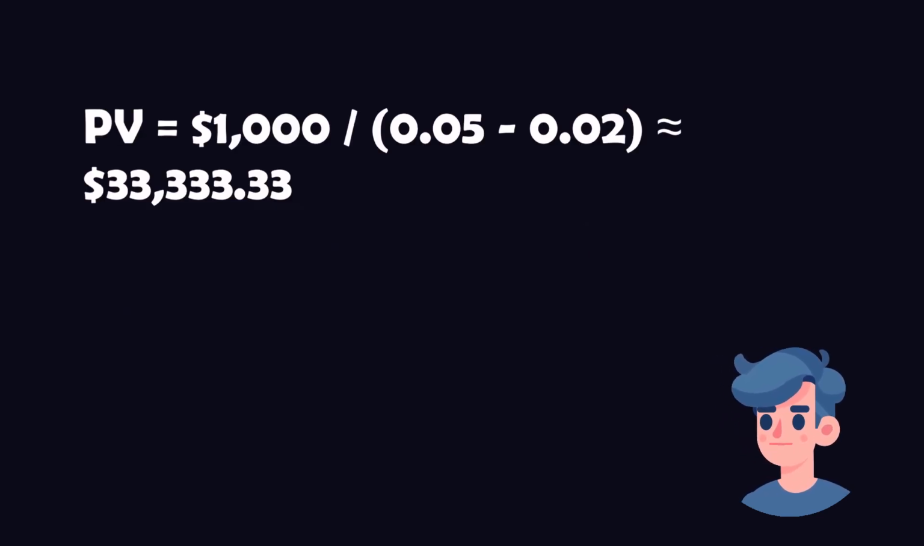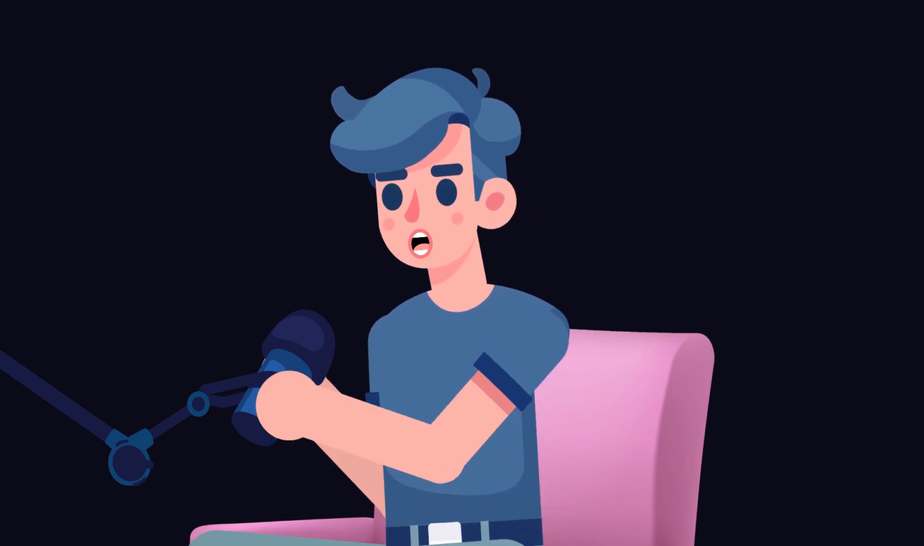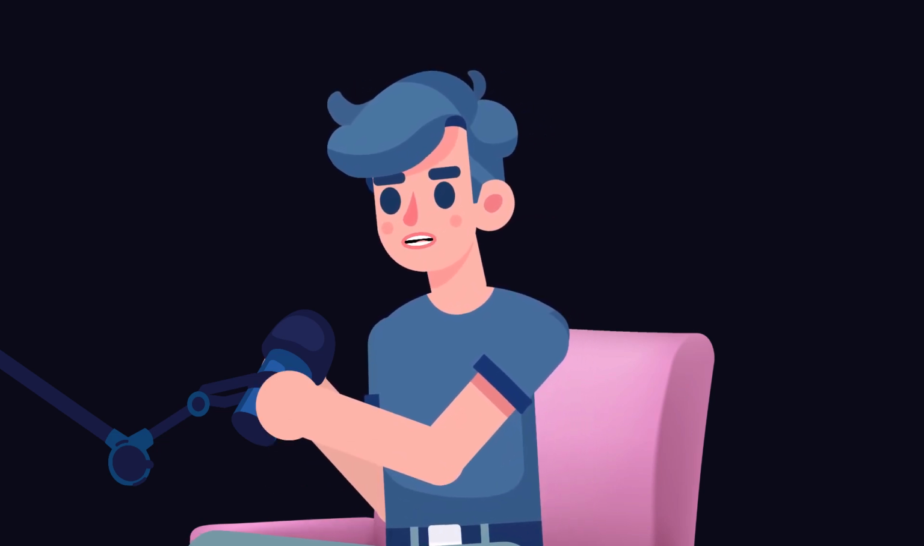Let's consider an example where you start receiving $1,000 annually, but these cash flows grow by 2% every year. If the discount rate remains at 5%, we can calculate the present value of the growing perpetuity as follows. PV equals $1,000 / (0.05 - 0.02) equals $1,000 / 0.03 equals approximately $33,333.33.